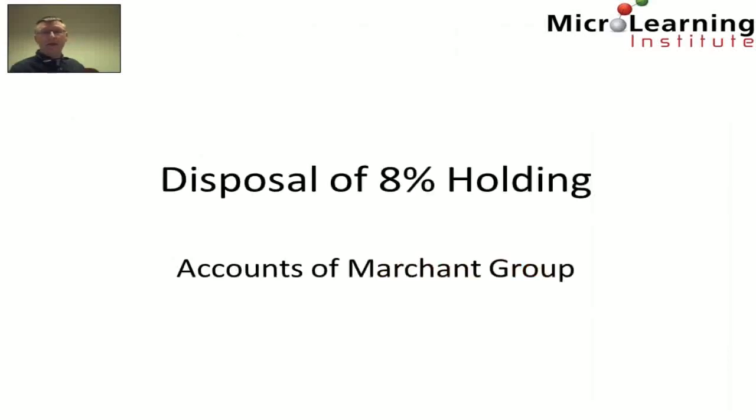Next up, let's look at how the same disposal of 8% holding will be treated in the group accounts of the Marchant Group. Because we don't cross the control threshold, we don't remeasure everything to fair value. Instead, we compare at what value we are carrying the 8% holding versus the proceeds we received for the 8% holding, and we recognize any difference as a movement in equity. So let's look at this.